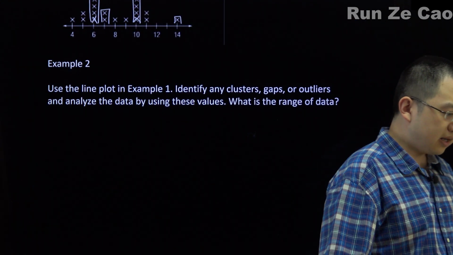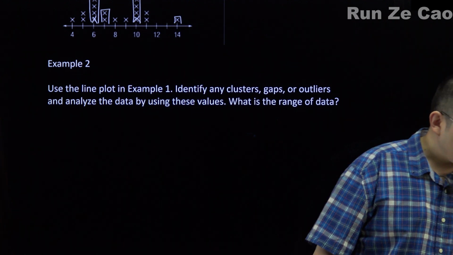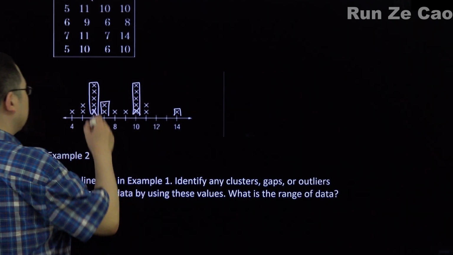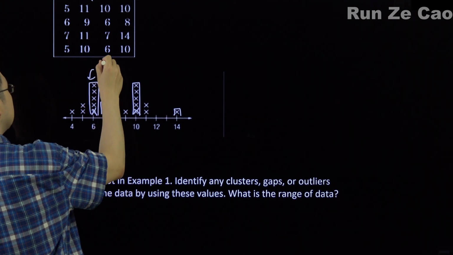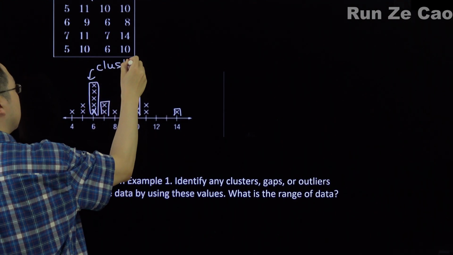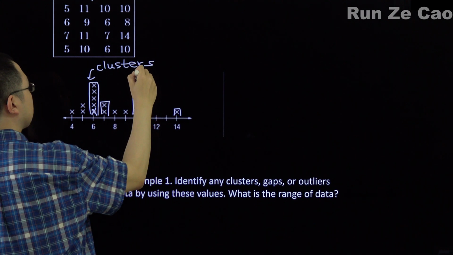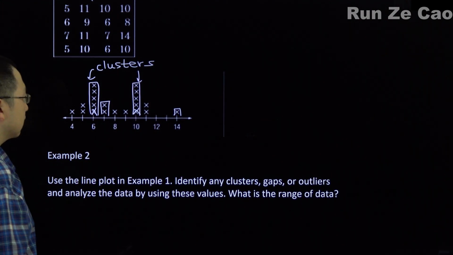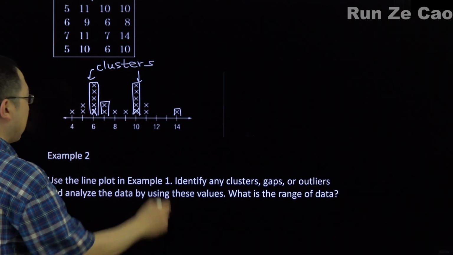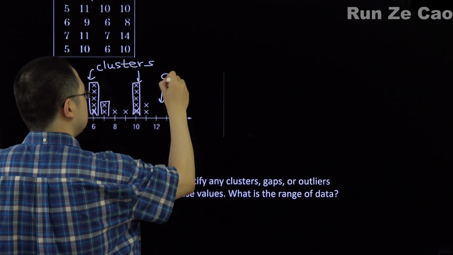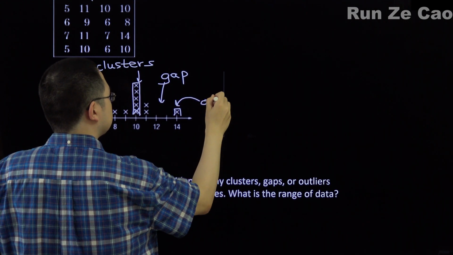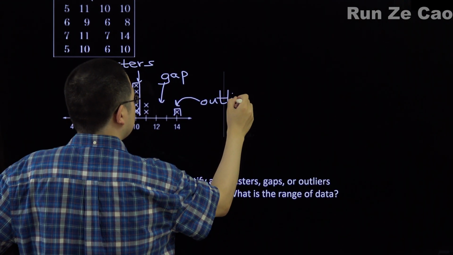Well, using the line plot in example 1, identify any clusters, gaps, or outliers. Well, there's a cluster around here. Cluster. Actually, there's two clusters. One around shoe size 10 and one around shoe size 6. And there's a gap. And then there's the outlier.